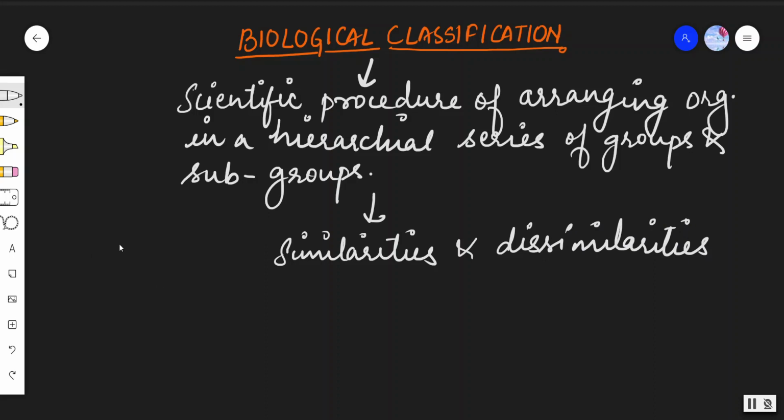Biological classification is what? Again, I am explaining. It is a scientific procedure in which we arrange the organisms in groups and subgroups in a hierarchical series, means in an orderly manner. On what basis? On the basis of their similarities and dissimilarities, on what basis they resemble each other or they differ from each other. Okay, clear?